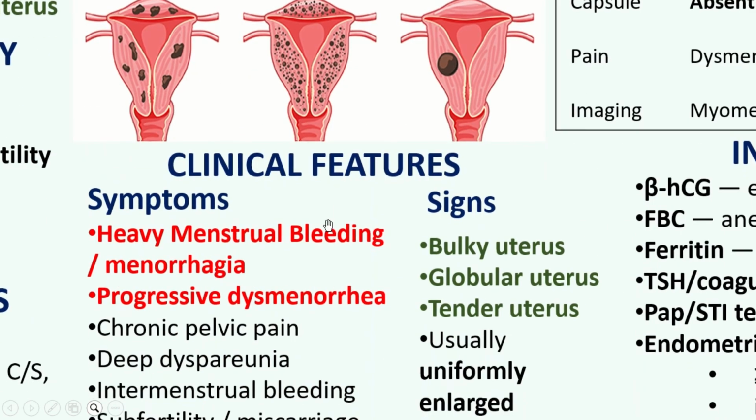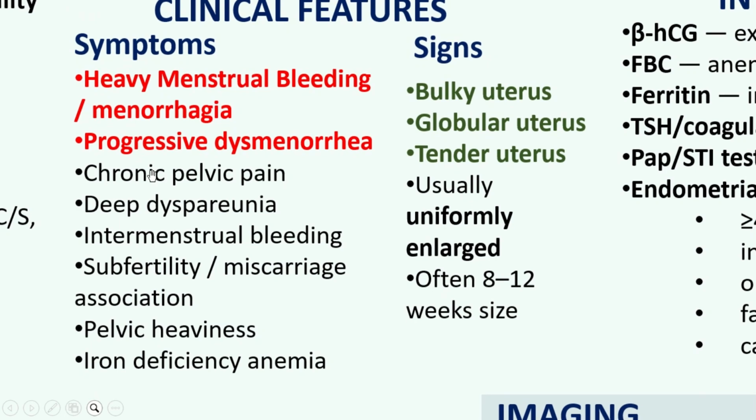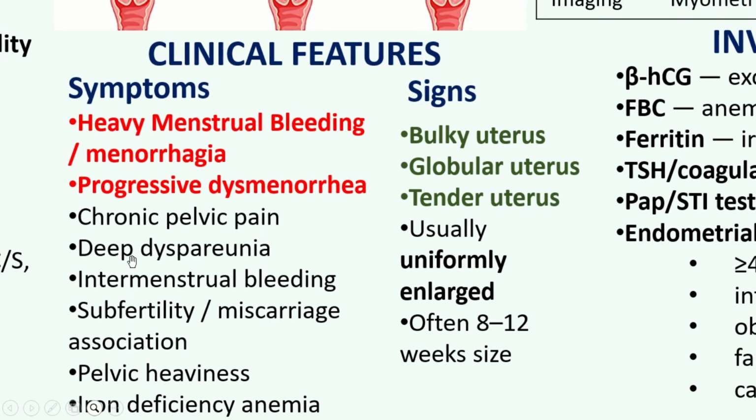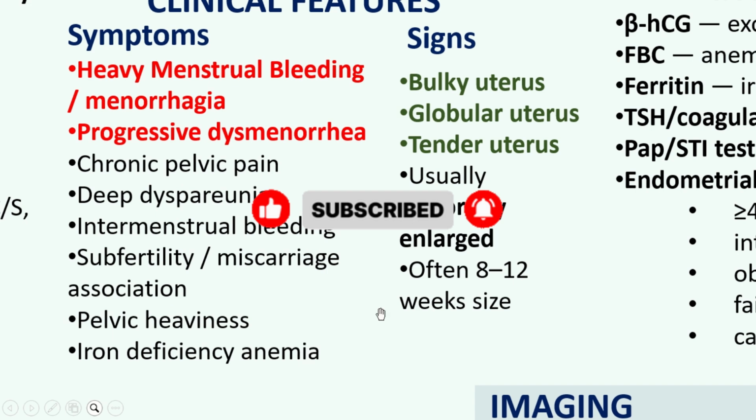So, clinical features. We have the symptoms, that is heavy menstrual bleeding. This is going to be the very common presentation. They're going to present with very heavy bleeding. Then they have progressive dysmenorrhea, and then we have chronic pelvic pain. We have deep dyspareunia, which is pain during intercourse, intermenstrual bleeding, subfertility. So they're going to have fertility issues, and they're going to have miscarriages. They're going to have pelvic heaviness. They're going to have iron deficiency anemia because of this repeated bleeding.